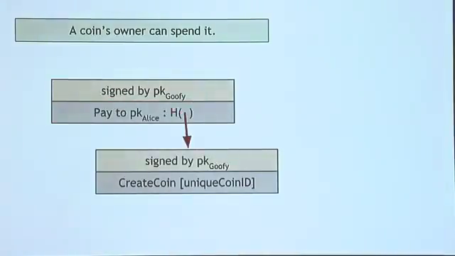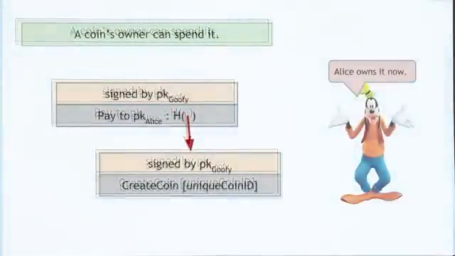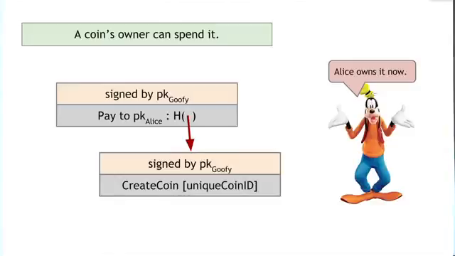Now, Goofy is the one who owned that coin, and so Goofy has to sign any transaction that spends the coin. And once this has happened, now Alice owns the coin. Alice can prove that she owns the coin because she can present this data structure here, which is validly signed by Goofy and points to a coin that was validly owned by Goofy. And so the correctness of this coin is self-evident in the system.